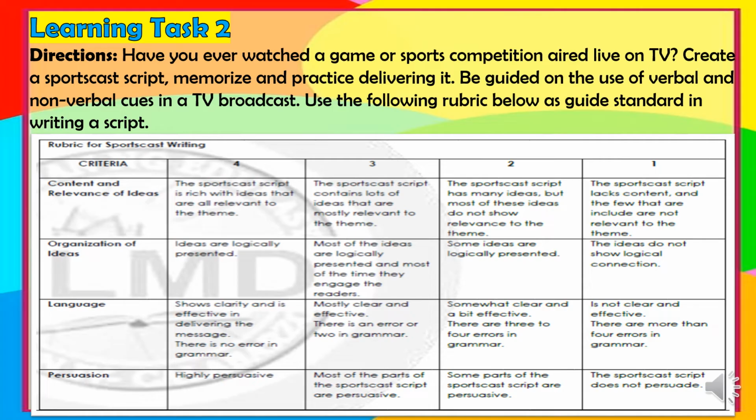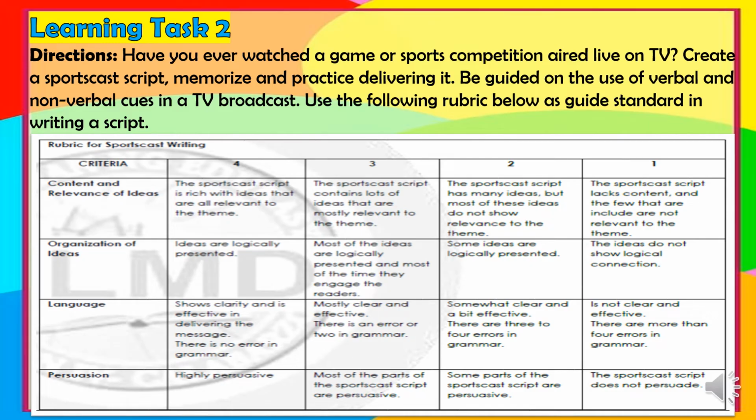You will get 3 points if the sportscast script contains lots of ideas that are mostly relevant to the team. Most of the ideas are logically presented, and most of the time they engage the readers. Mostly clear and effective, there is an error or two in grammar. Most of the parts of this sportscast script are persuasive. And you will get 2 points if the sportscast script has many ideas, but most of these ideas do not show relevance to the team. Some ideas are logically presented, somewhat clear and a bit effective, and there are 3 to 4 errors in grammar.